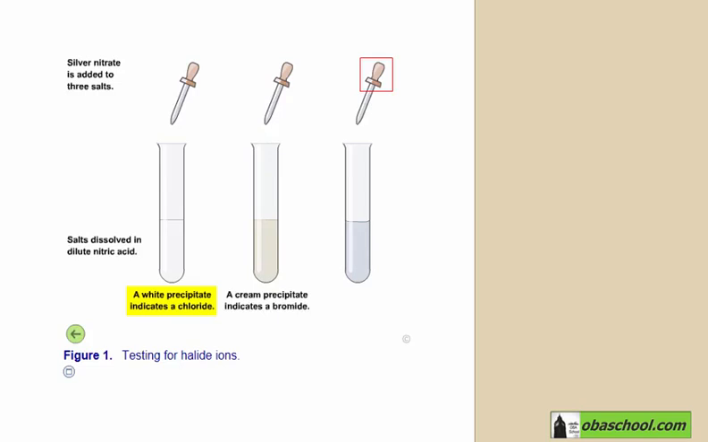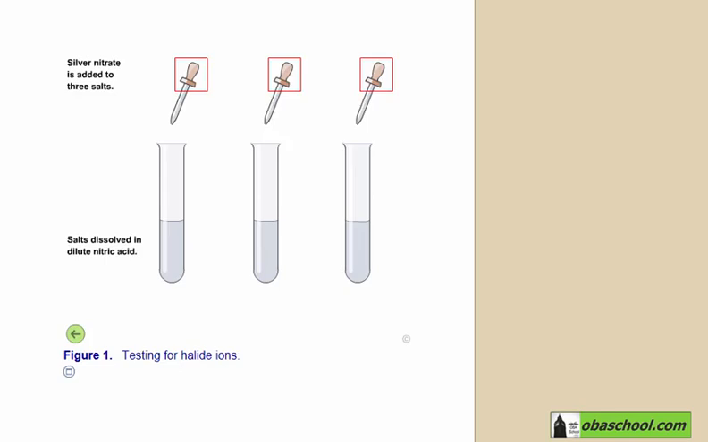We are adding silver nitrate also, however this time we obtained a cream precipitate, which indicates the presence of bromide, Br-. And when we obtain a pale yellow precipitate, this indicates that the ion present is I-, iodide ion.